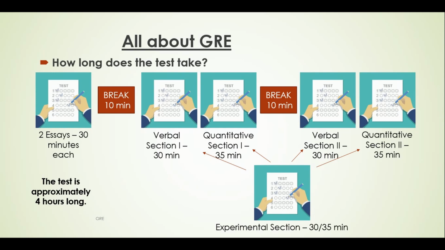Some students think that since it's an experimental section and it doesn't get scored, they plan to skip the last section, which is not right, because the experimental section can appear anywhere on the test. It could be your first verbal section, it could be your first quantitative section, it could be your second verbal section, it could be your second quantitative section, or it could be the third section. So you have to take all the sections very seriously. Alright.